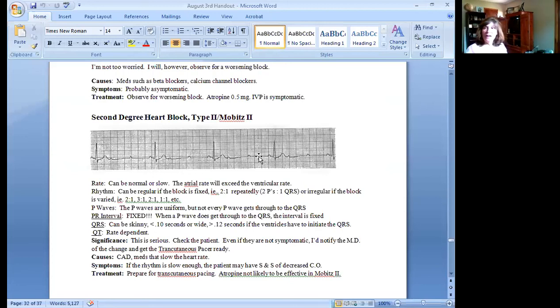So heart blocks are like relationships. The husband doesn't come home every night, but when he comes home, then he's talking to you, but he doesn't come home every night. Yeah, that's a problem.